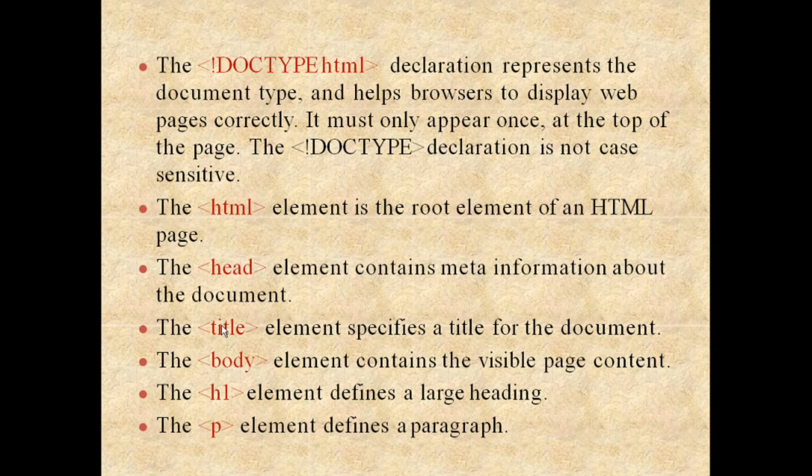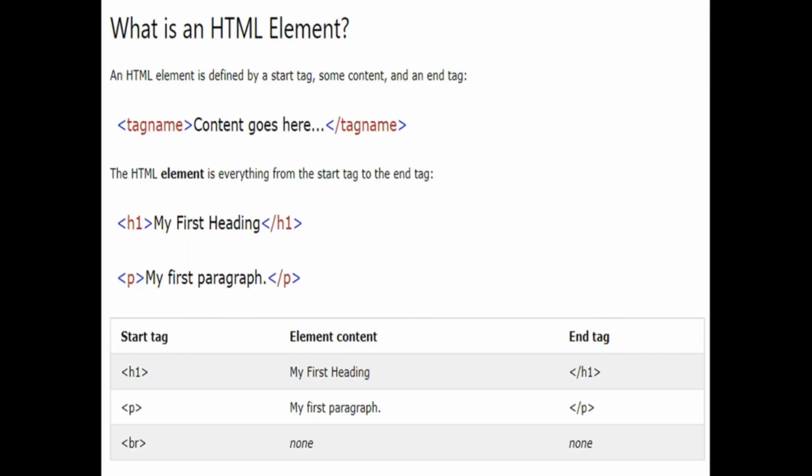Okay, so let us see what is next. This is nothing but the same thing. What is an HTML element? An HTML element is defined by a start tag, some content, and an end tag. So this is the start tag, the content you have to write here, and this is the end tag. The start tag and the end tag, both the names will be same, but you identify the end tag because it will have a slash here. The HTML element is everything from the start tag to the end tag.